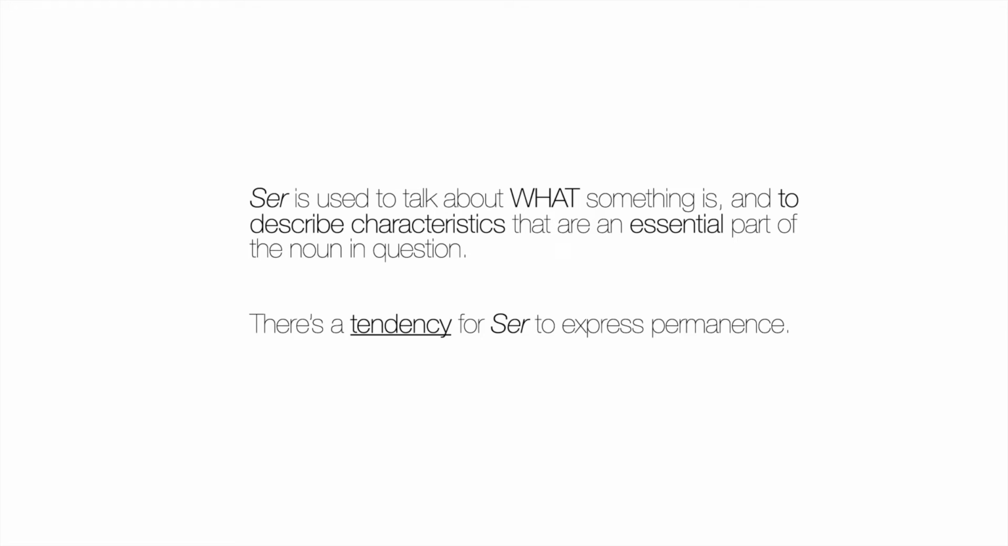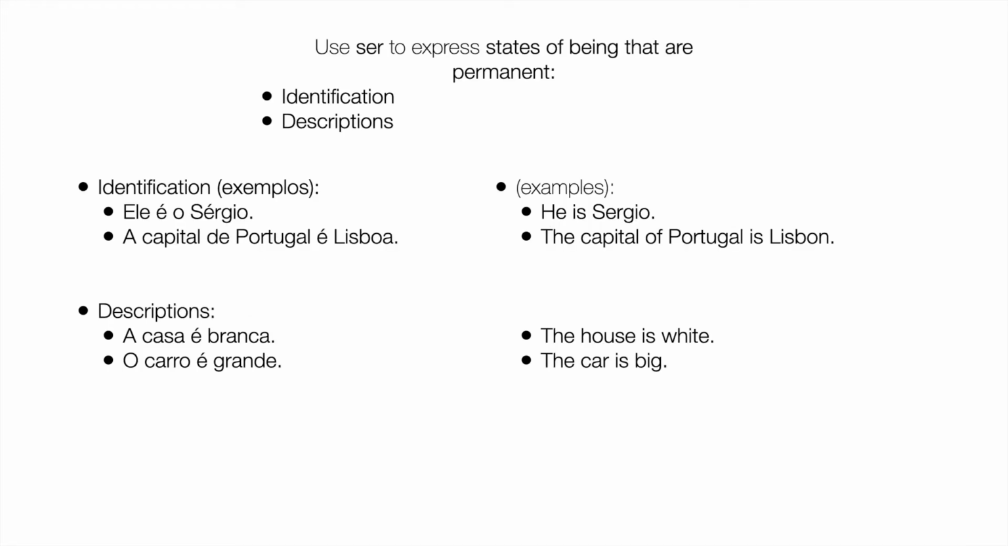So there is a tendency that ser expresses the idea that the characteristics don't change about a thing, a noun, right? Whether it's a person, place, thing, we're talking about things that stay the same over a short, medium, long period of time. So what something is, a definition, describing characteristics that are essential to the thing in question. So some examples. You would use ser to express states of being that are permanent.